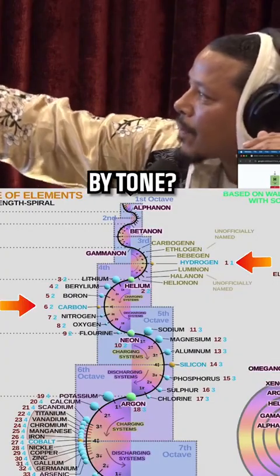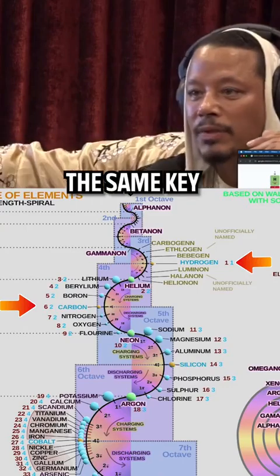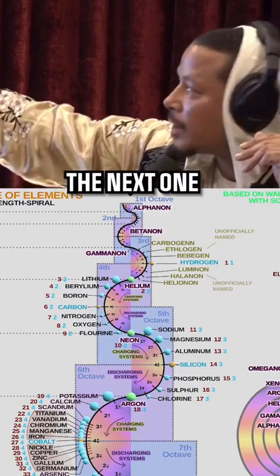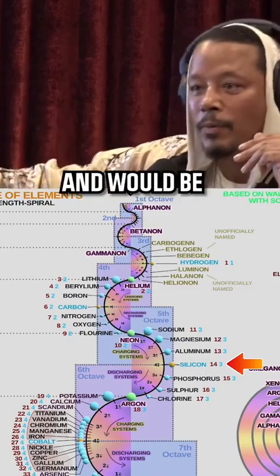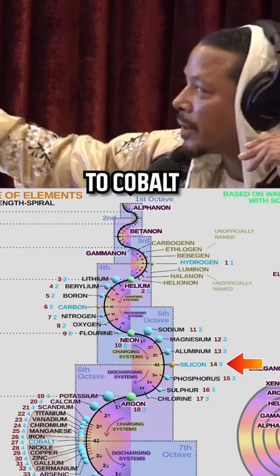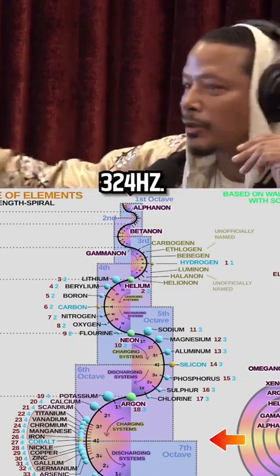What do you mean by tone? Same tone, same key of E. Same key of E, 40.5 hertz. The next one would be like 81 hertz. You go to silicon, it will double up and would be 162 hertz. You'll go to cobalt and it'll be 324 hertz.